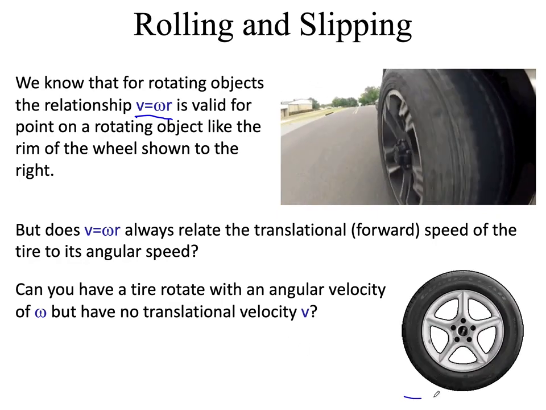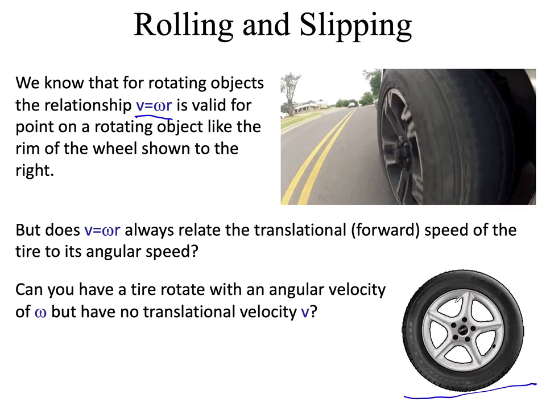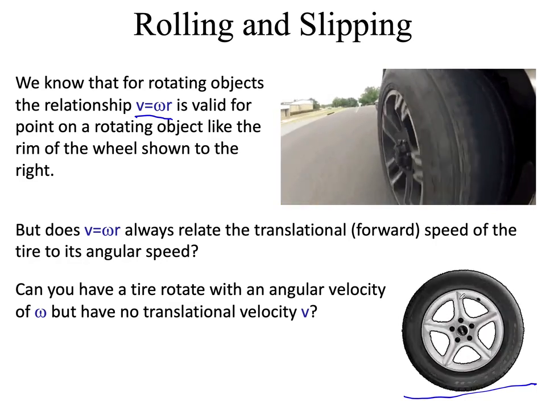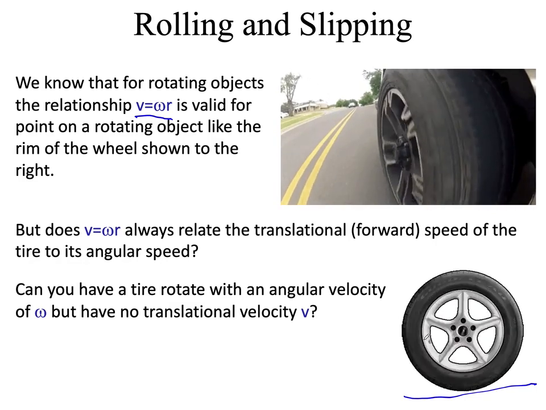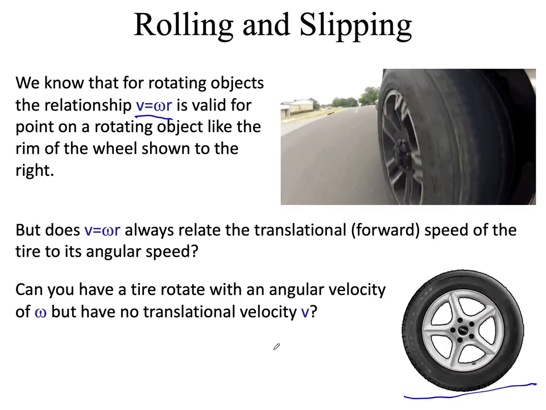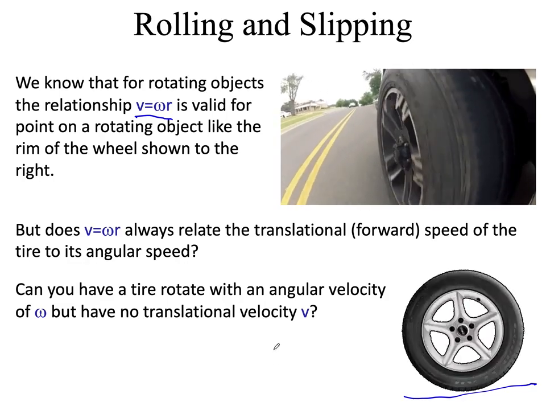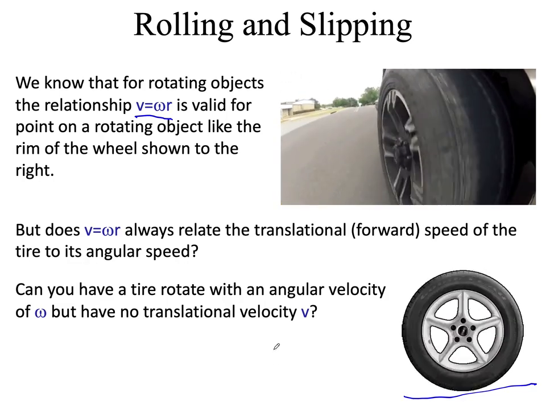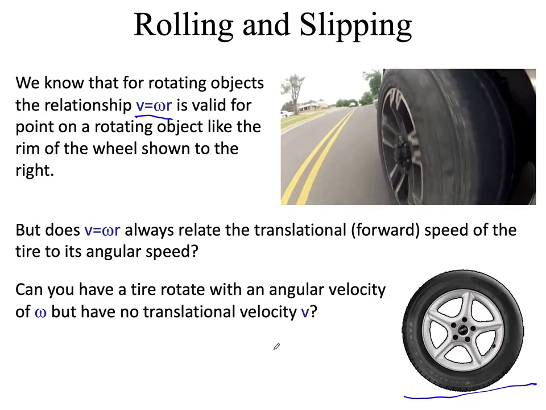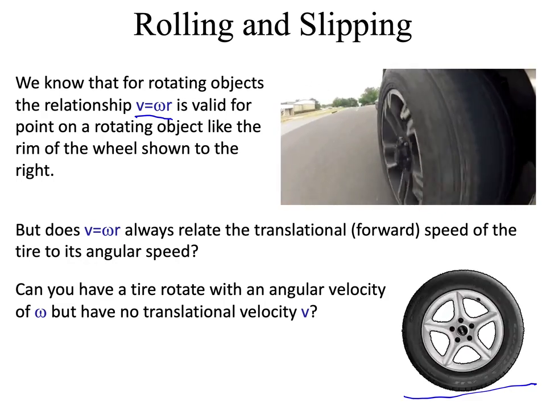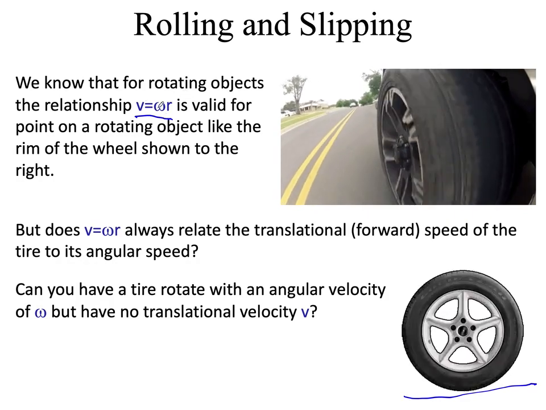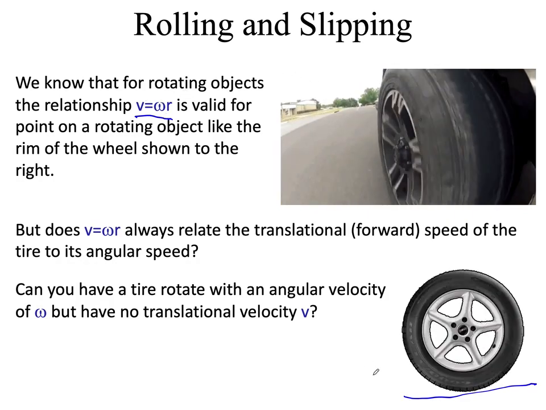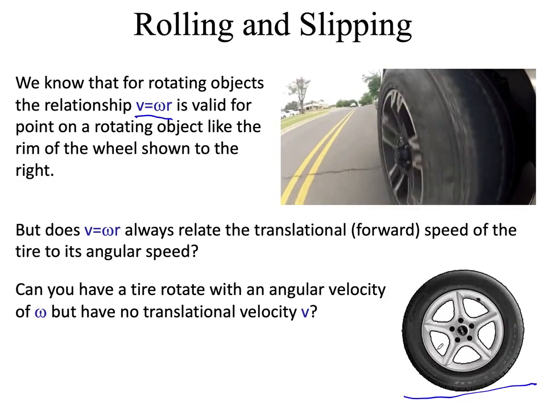If you've ever seen a sports car take off or a drag racer, when it first takes off and the car is stationary, you can have the wheels spinning without the car going forward. It burns out, in which case we've got a large omega, but a zero or minimal velocity. So in that case, you can't use this to relate the two quantities. The outside radius of this tire is not equal to that part.